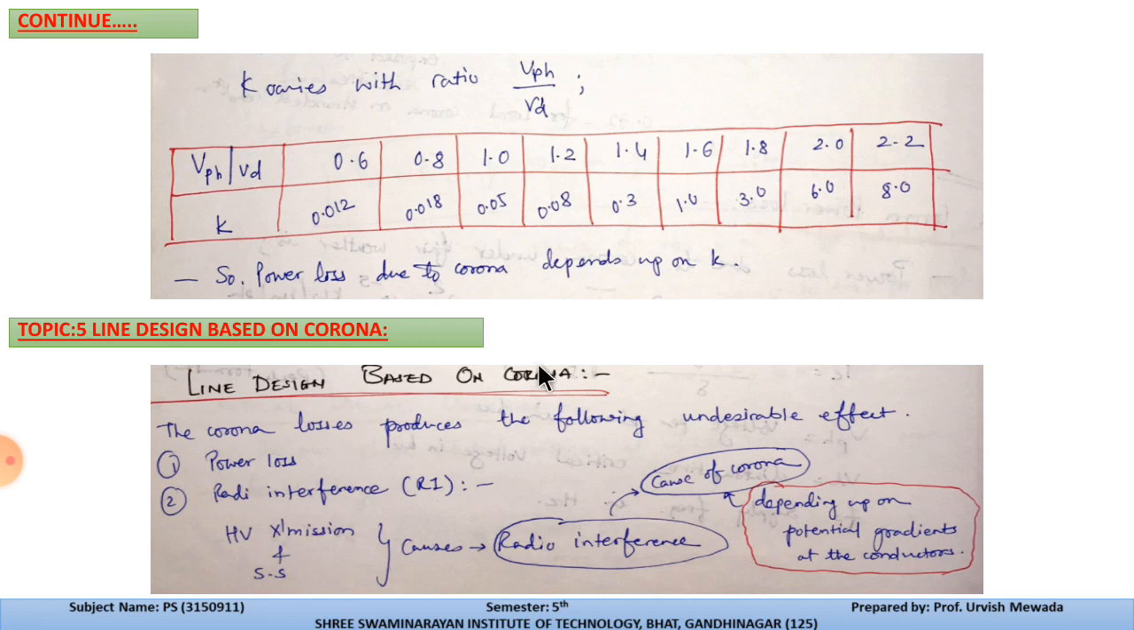Now the fifth topic is line design based on corona. Generally, corona loss produces undesirable effects which are power loss and radio interference. In HV transmission lines and substations, radio interference occurs just because of corona. Depending upon the potential gradient at the conductor, corona is produced, and due to this corona, radio interference will occur in the HV transmission line as well as the substation.